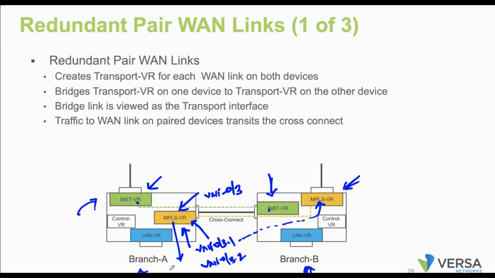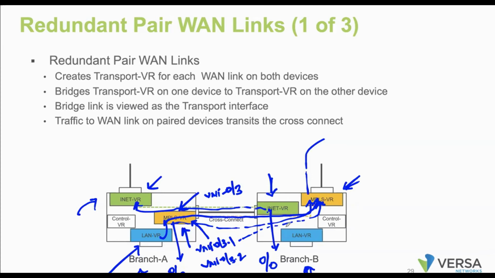So if I go and verify the MPLS VR here, what is going to happen? There's a default route which is pointing towards the remote side MPLS VR IP address. If I go and verify the internet transport VR, there's a default route which is pointing towards this internet transport VR. So whenever the traffic hits on this branch LAN VR, if the transport is MPLS, it will go to the MPLS transport VR. On this MPLS transport VR, the default route is pointing towards the remote side MPLS transport VR. The traffic goes on, hits on this MPLS transport VR, and from there it reaches towards the destination.